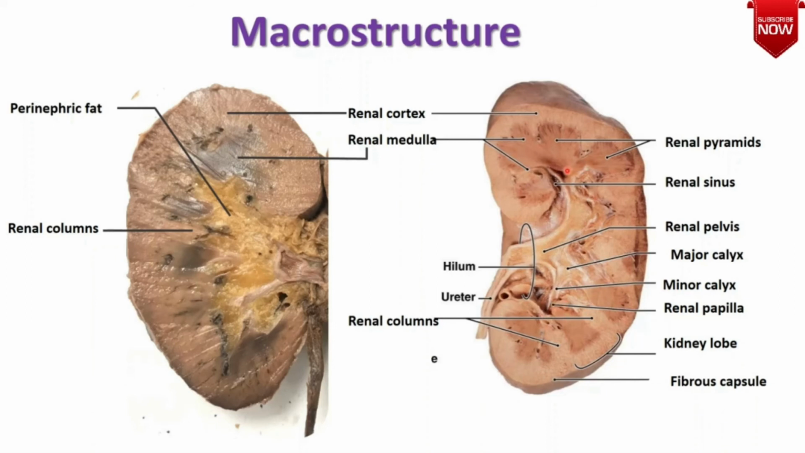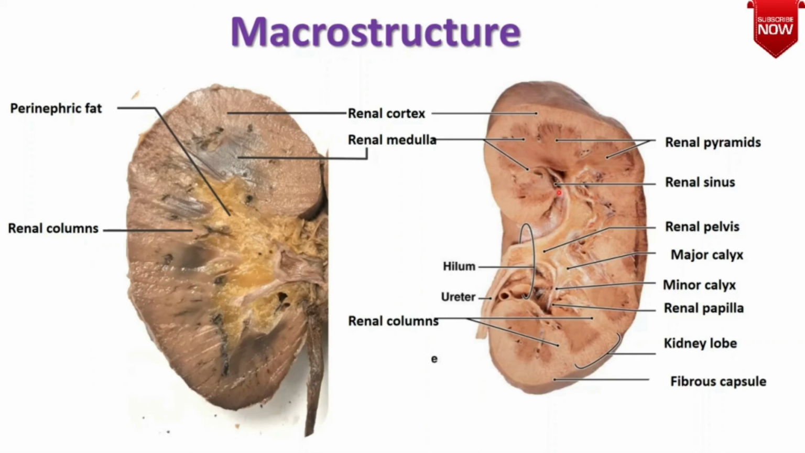So this structure is the renal papilla. Then this continues as the minor calyx. So this structure you can appreciate over here is the minor calyx. Minor calyces join and form the major calyx. So this structure is the major calyx. And the major calyx finally continues as the renal pelvis. So this structure is the renal pelvis, and then further it will continue as the ureter.